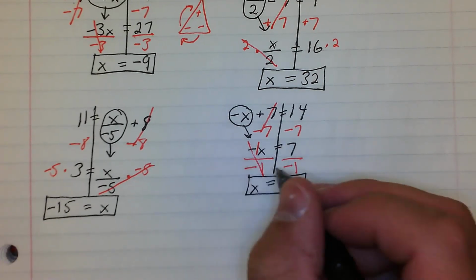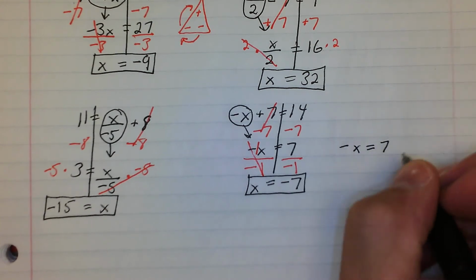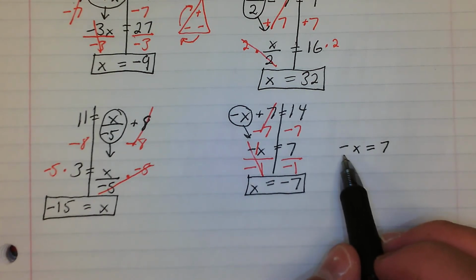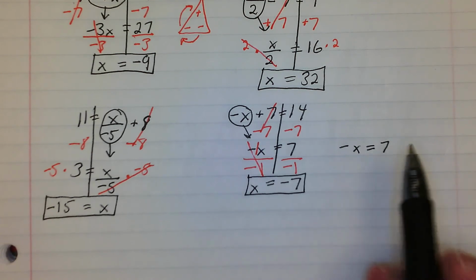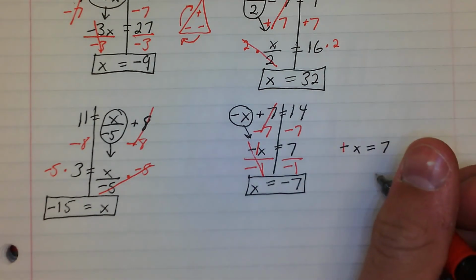Now there is a little shortcut I can do for those. Once I get here, negative x equals 7. If you remember the rules and you go, okay, hey, I have a negative variable here. All right, I can't have a negative variable. I need to change it to a positive. Well, that's all I got to do. If I change this to a positive x, right?